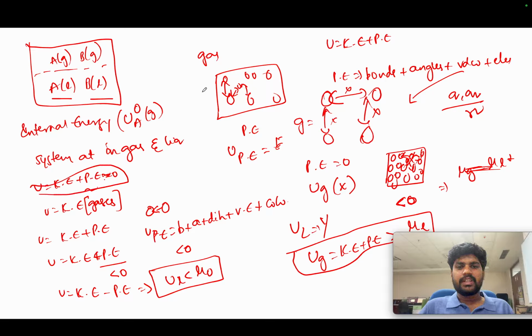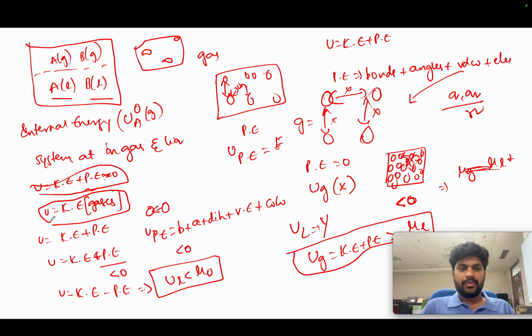When you consider the gas, the molecules will be randomly distributed with maximum disorderness. So there won't be any internal interaction between the two molecules, and there won't be much interaction of van der Waals and electrostatics. So that's why we consider the potential energy as 0. So here for the gases, it is mostly U equal to KE.